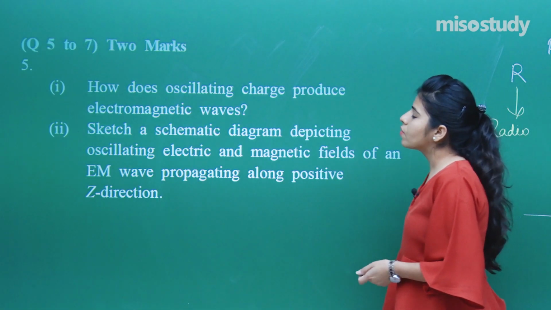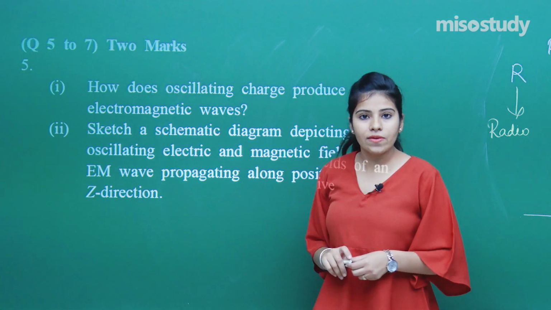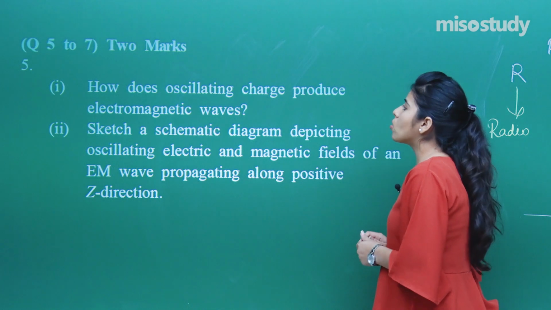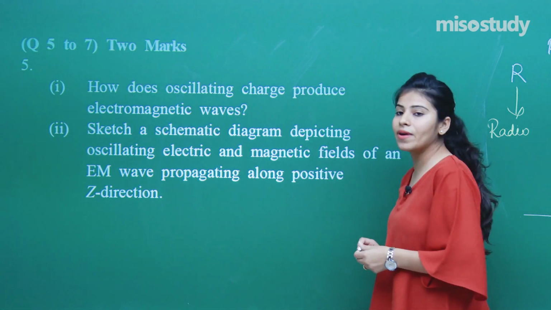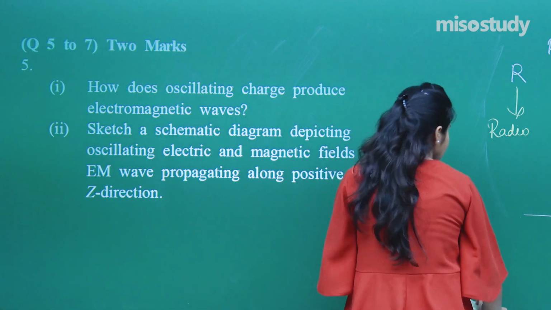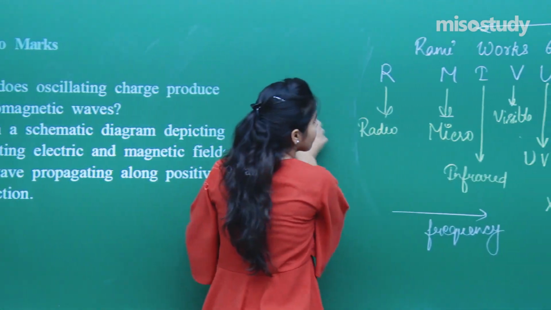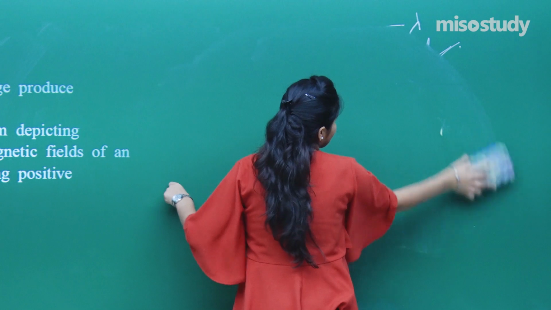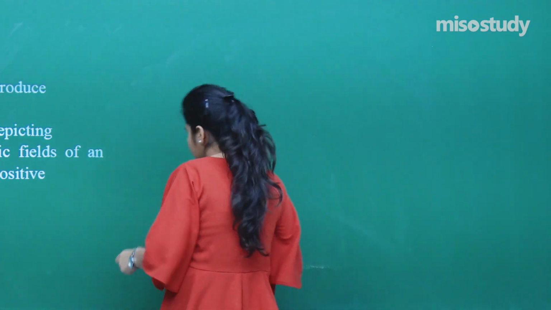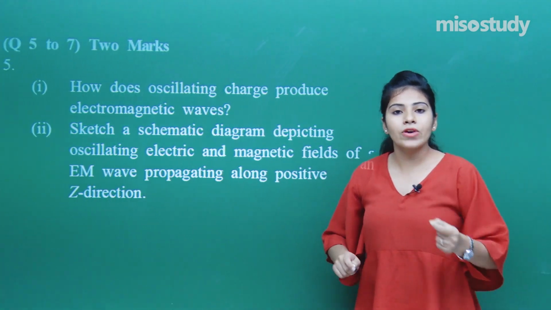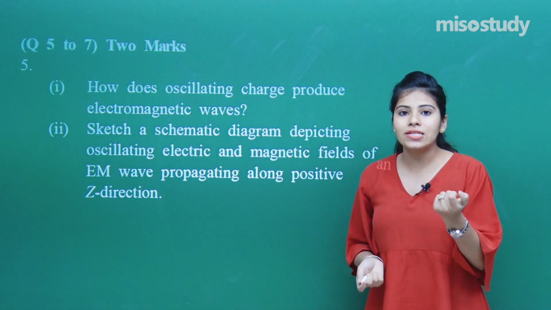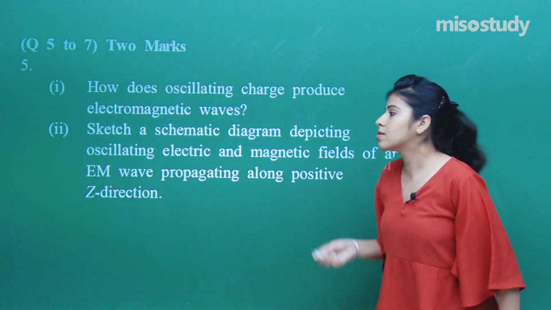Question number 5. Questions 5 to 7 are the 2 mark questions. This one asks: how does the oscillating charge produce electromagnetic waves? This is a theoretical question that you have to understand. I am going to write it for you. I remember I told you how electromagnetic waves originate: EM waves originate from accelerated, or you can say oscillating, charges.